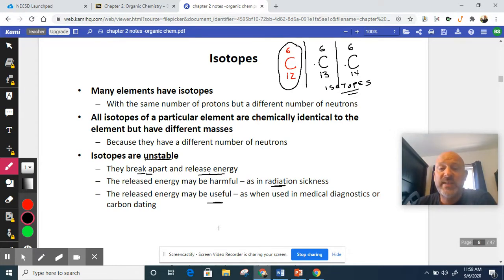And why is that useful? Because in the rocks, there are fossils. So by determining the age of the rocks, you could then determine the age of the organisms that are found in fossil form, embedded in those rocks. So this becomes a useful tool.